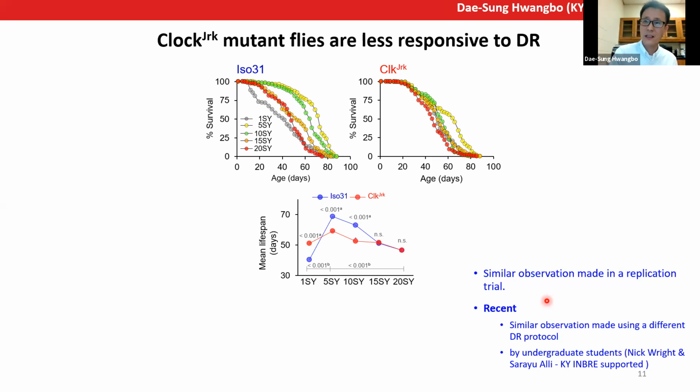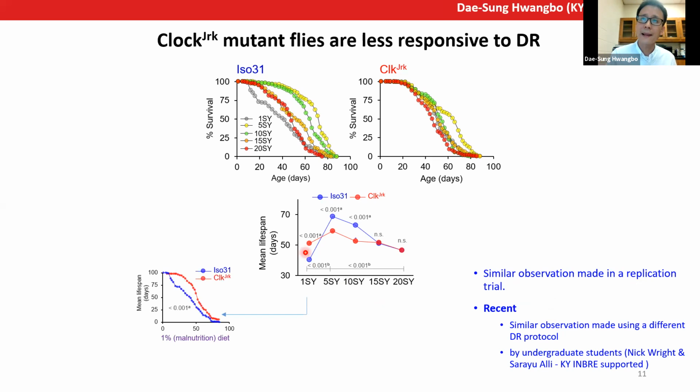One thing interesting is, if you look at the malnutrition condition here, 1%, now clock mutants actually outlived. This is quite interesting. So in certain conditions, losing the circadian clock may be better. So this is a clear and great example, I think, of how genetics interact with environment to change traits in a certain character.